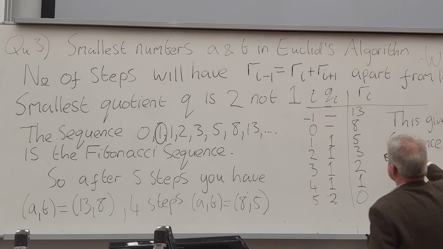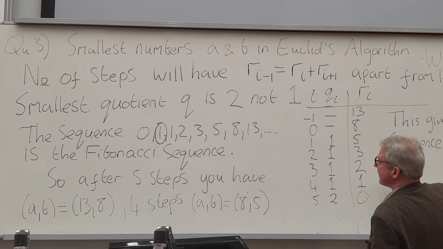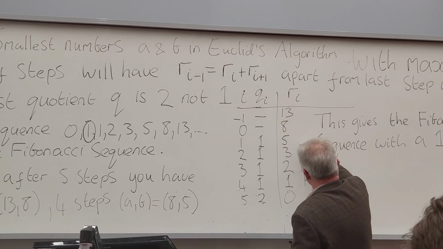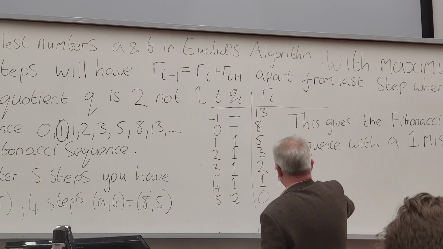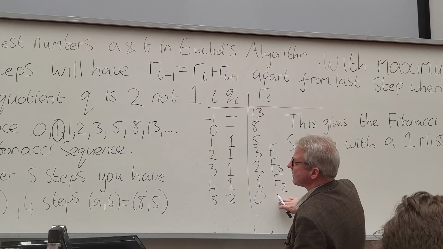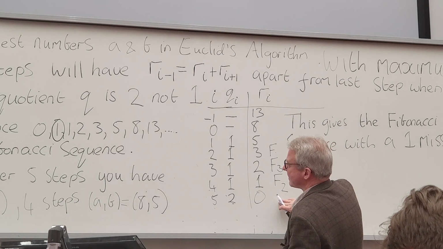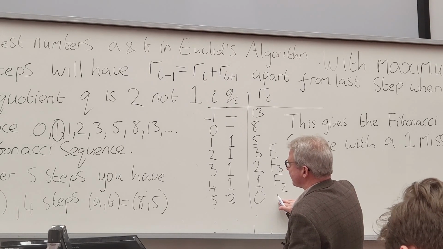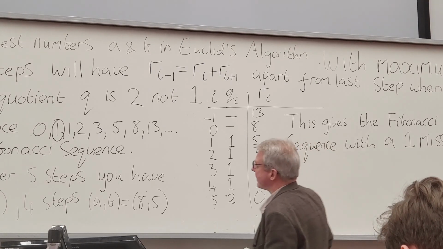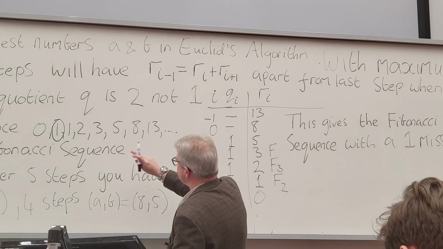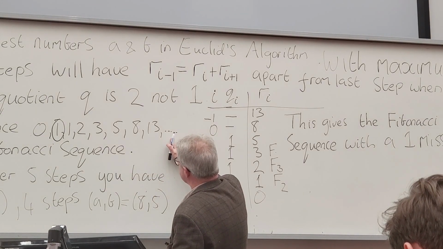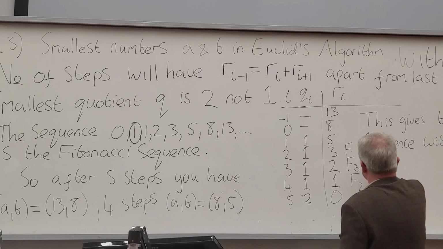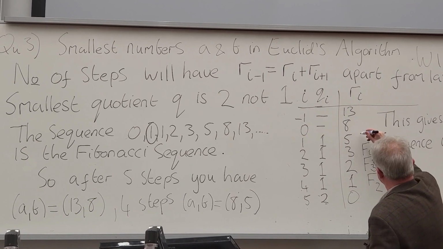So let's put the F numbers in. This is F0, F1, this would be F2, F3, F4, F5, F6, F7, and if that's F8, 7, 6, 5, 4. Yeah, that's right.